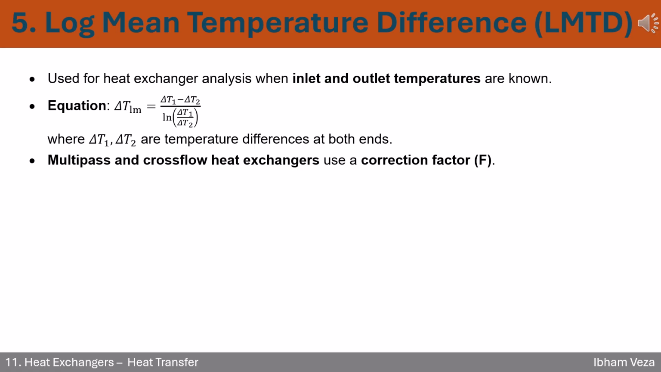If your heat exchanger has multiple passes or crossflow patterns, things get a bit messy, and that's where the correction factor, F, comes in. It adjusts the LMTD value to keep your calculations accurate. Bottom line, LMTD is straightforward when you know all temperatures. Just don't forget the F factor for complex flow paths.